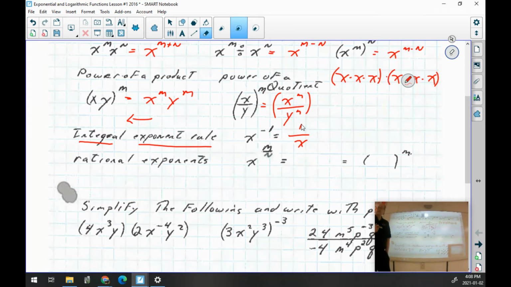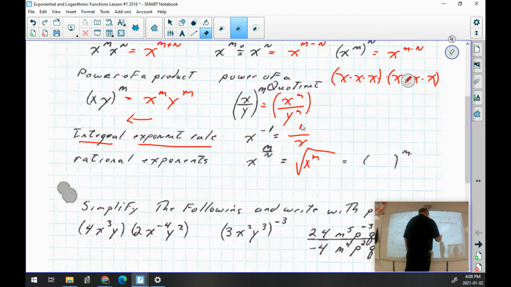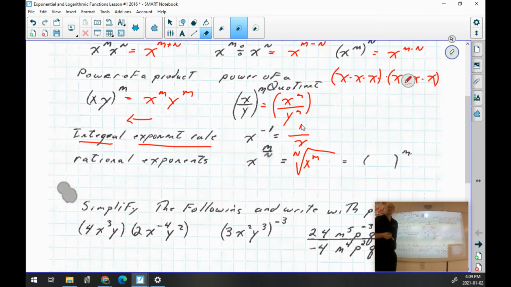A rational exponent, where you have a fraction as the exponent, or a decimal as the exponent, you write it as a fraction. We have two ways of writing this. We can write this as x to the power of m, and then the nth root of that one there. So if it's 1/2, we can write it as the square root of x. If it's 3/2, we can write it as the square root of x cubed, etc.